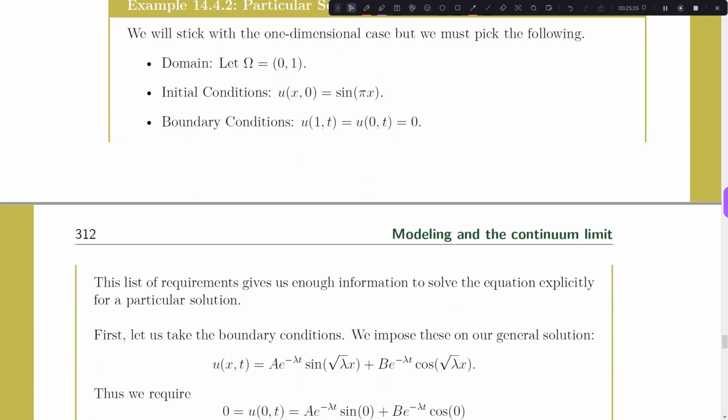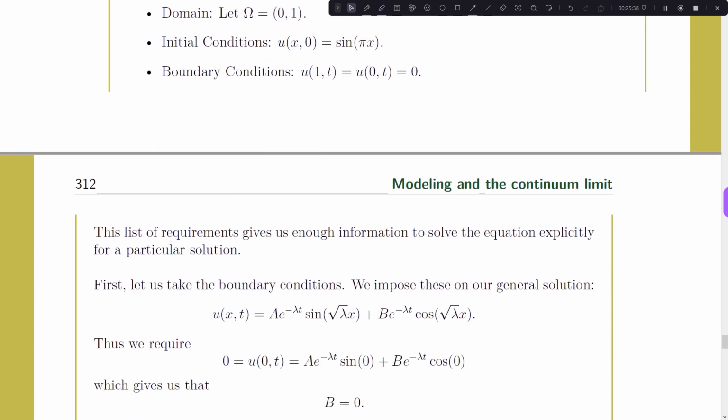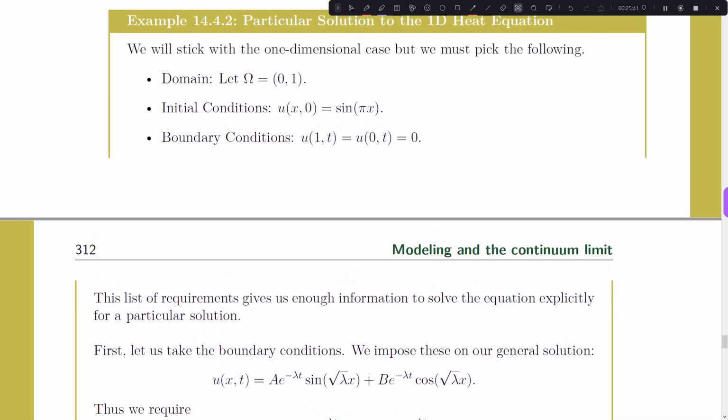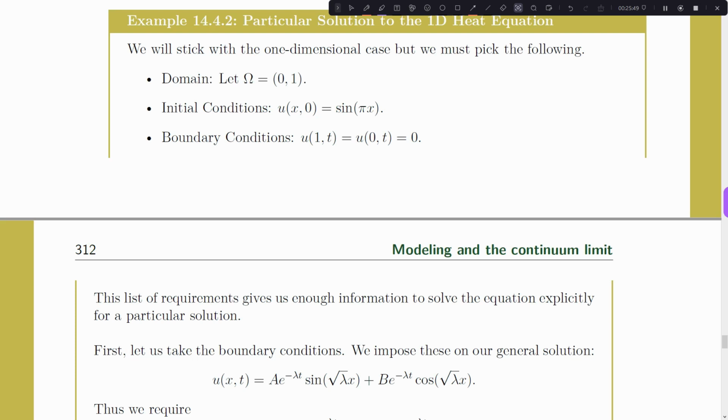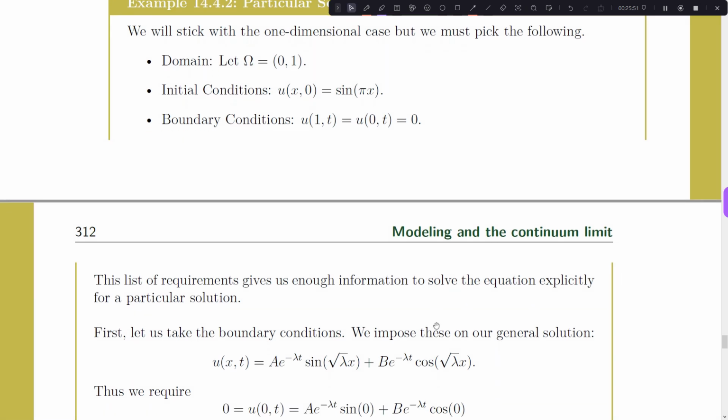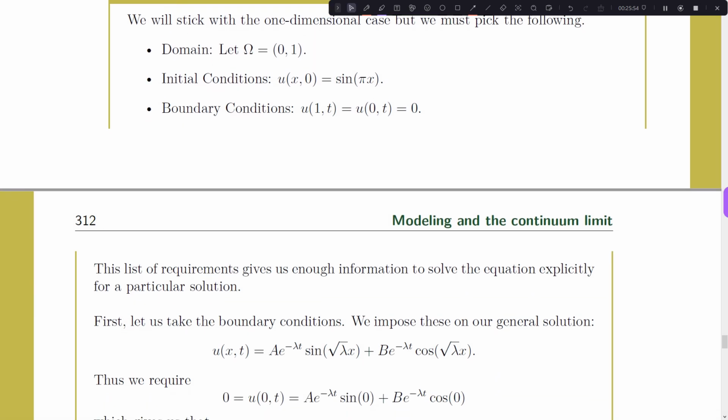Okay, so there is our solution we had before, and now we actually have to solve the initial and boundary conditions for this solution. If I scroll down a little bit, let's start with the boundary conditions. And I know that the value of u at 0 in x needs to be 0. So I'm going to plug 0 in for x and see what I end up with.